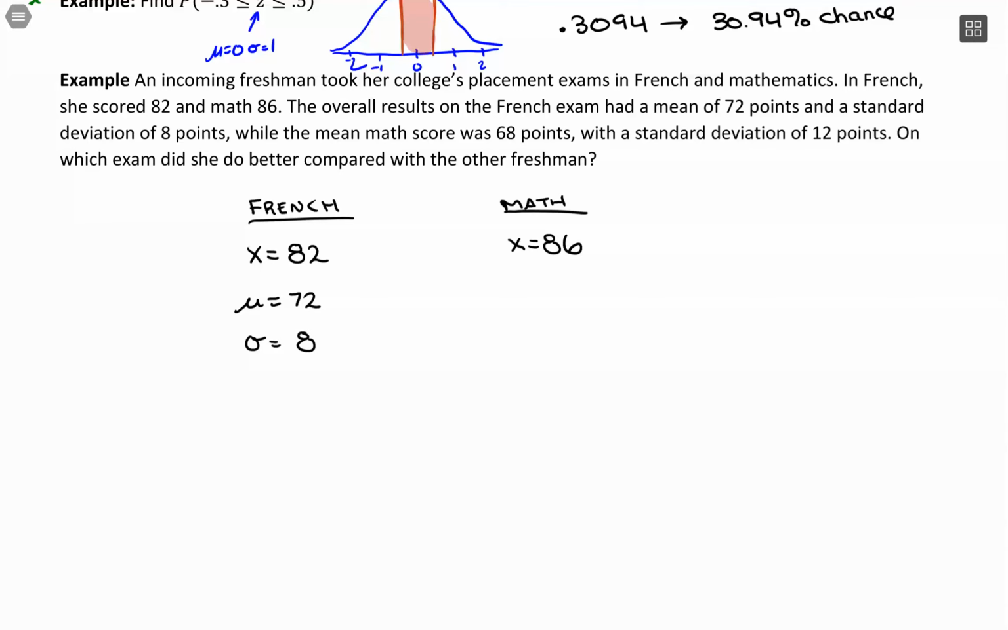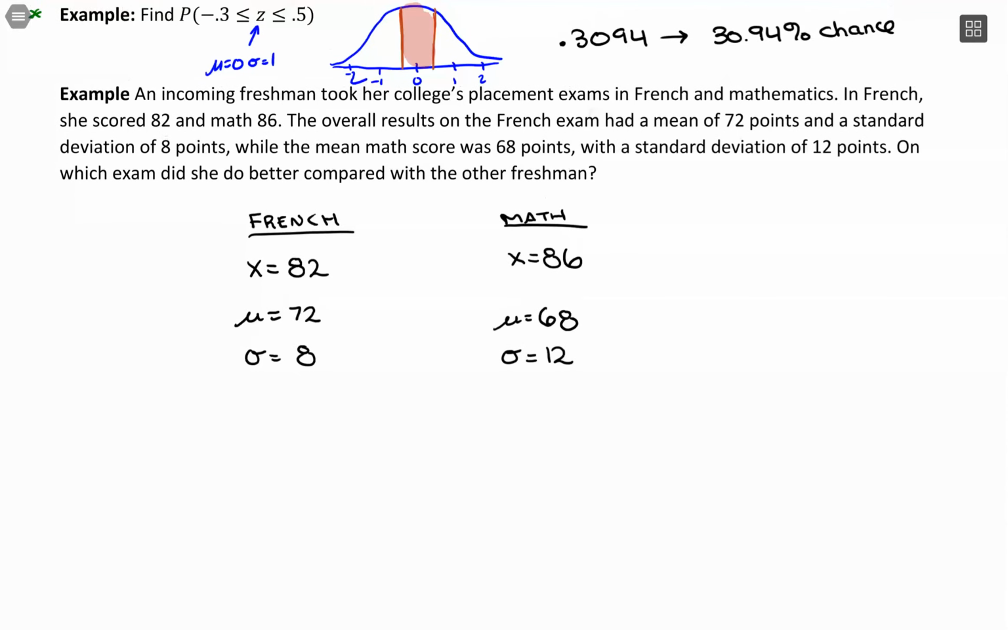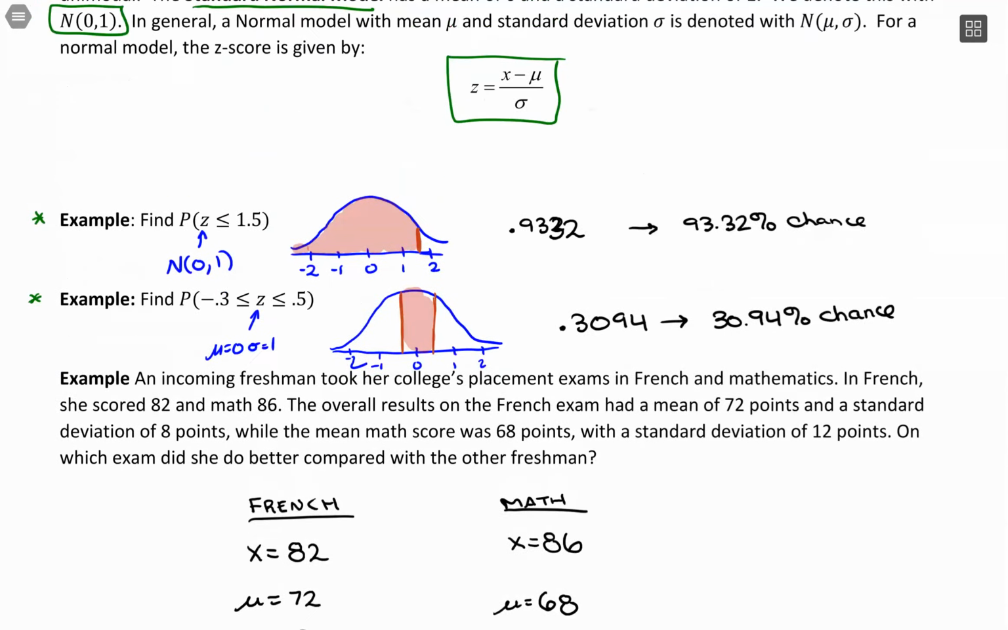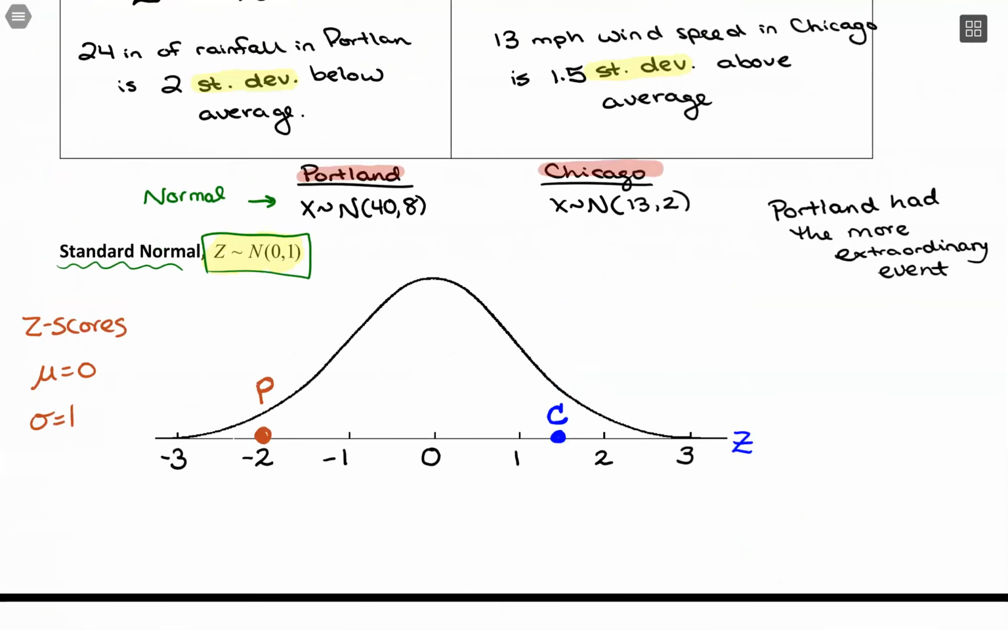And we want to compare that with the math score of 68, standard deviation of 12. And we want to see which did she do better on. So something to think about that I didn't necessarily call out clearly when we looked at Chicago wind speed and Portland rainfall: negative and positive didn't matter here. It didn't matter below average versus above average because the wording just said extraordinary, which just means different, more different than what was expected. So that's where we could just look at overall distance.